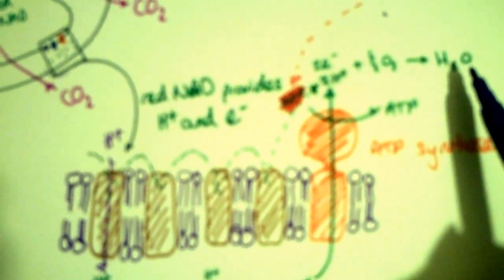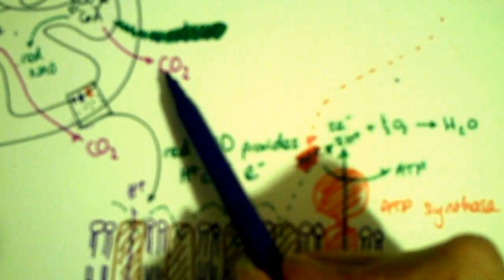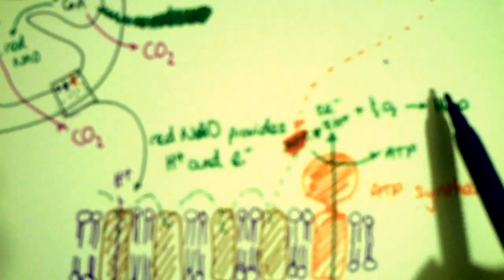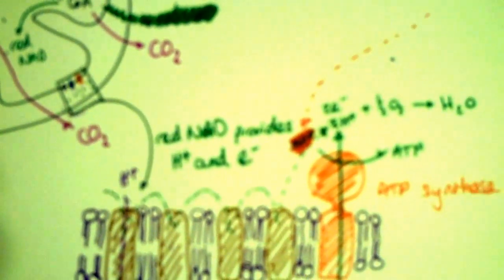So for every reduced NAD, you get 3 ATPs, and for every reduced FAD, you get 2 ATPs. The hydrogen will then combine back with the electrons and oxygen and water will be produced. And so now you can see where the carbon dioxide and the water are produced in aerobic respiration.